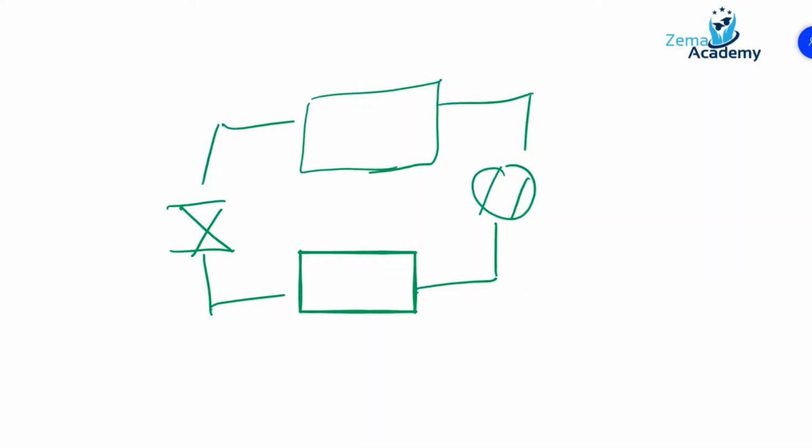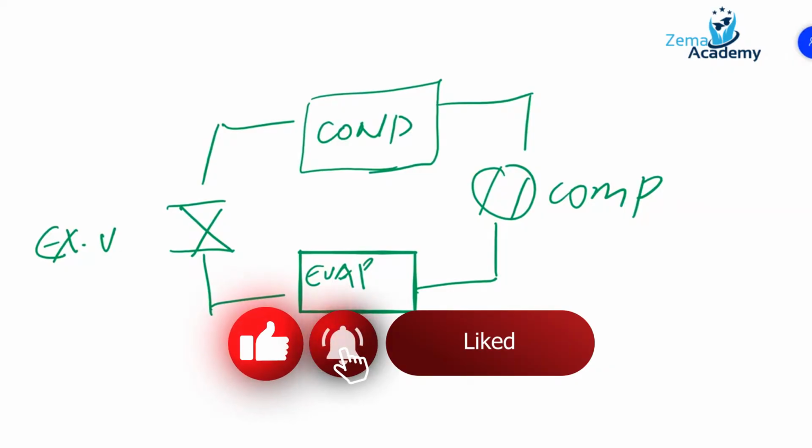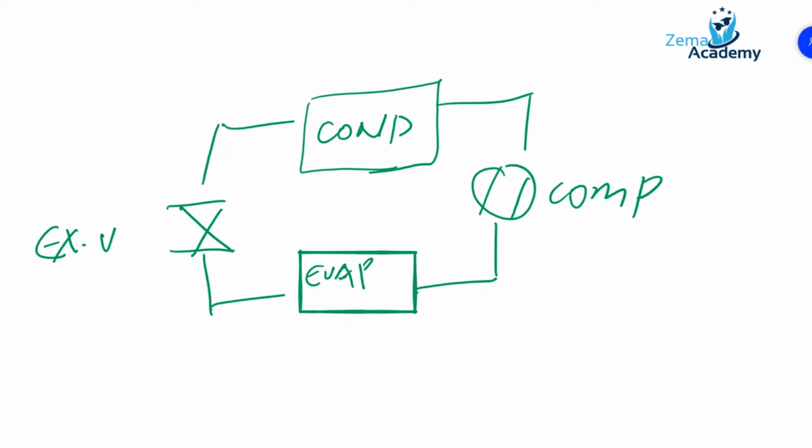And those components are, we've got the evaporator, we've got the compressor, we've got the condenser, and we've got the expansion valve. Okay, so the four components of any vapor compression system are the evaporator, compressor, condenser, and expansion valve. So these are the four components, or you may also refer to them as maybe four stages.